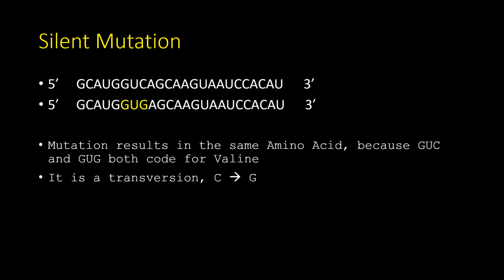Here we have a mutation where in the highlighted region you can see that the GUC from the top becomes GUG on the bottom. This will result in the same amino acid forming because both GUC and GUG code for valine, so that will be a silent mutation, and it's a transversion because C turns into G and those are complementary.